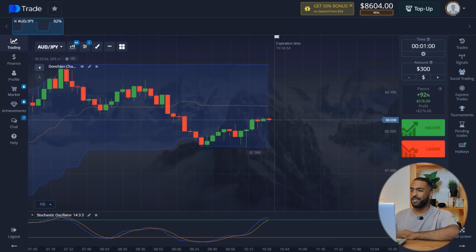Now, there are no changes on the chart and I'm opening another down trade again for $300, and the reasons for its opening are exactly the same as in the previous two. I don't want to repeat myself.